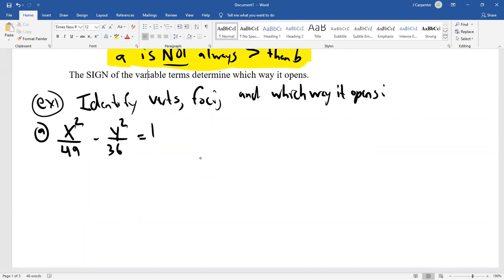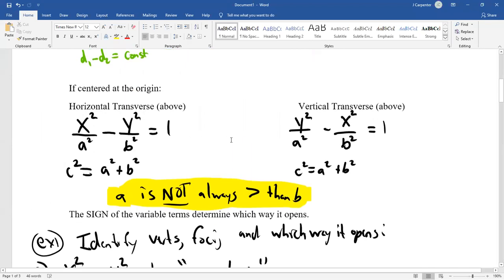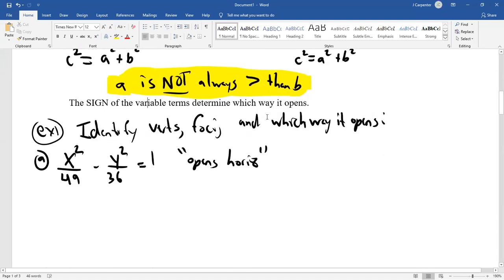So the x squared term is positive here. The y squared term is negative. That means this is not an ellipse. This is a hyperbola, because they're on the same side of the equation and they're opposite signs. The x squared term is positive, so it opens horizontally. In other words, the transverse axis is horizontal. So the number under the x squared is the a squared. If you go back into the forms, the a squared this time deals with the positive term, not necessarily the bigger one.